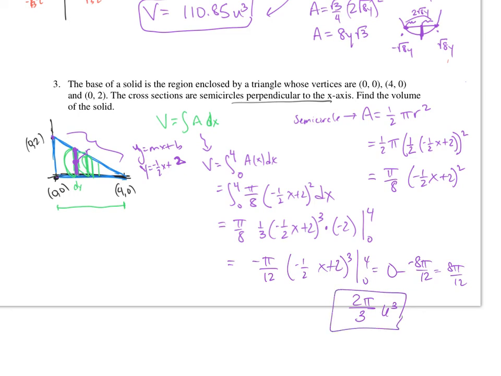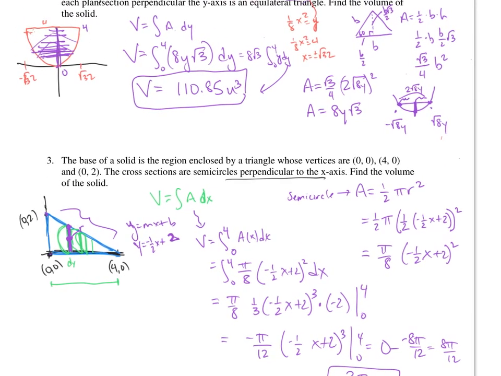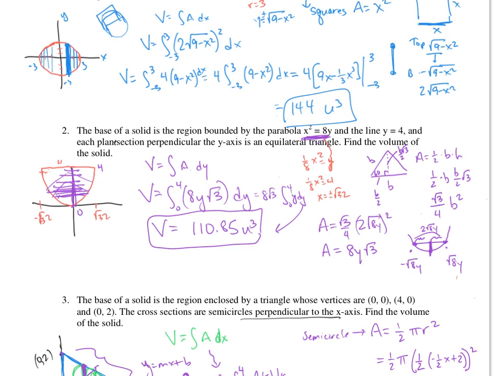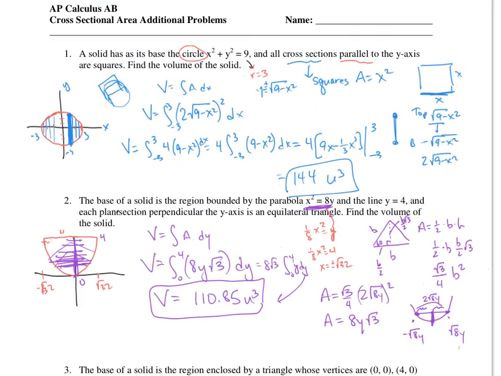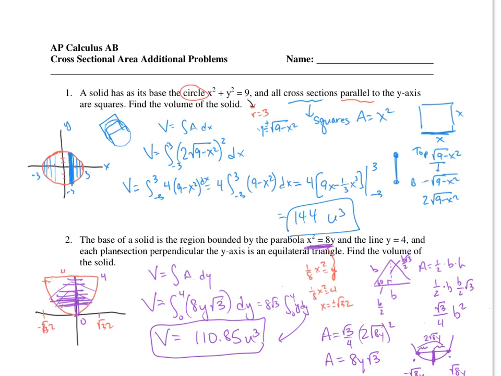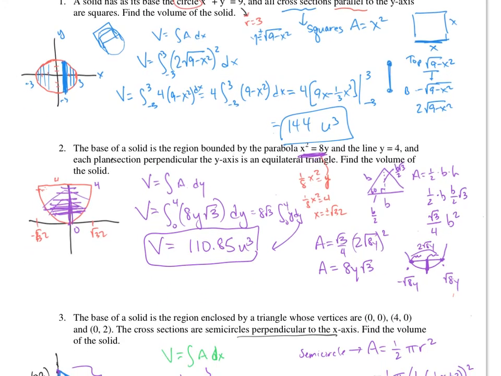Alright, hopefully that helped you get the idea of how we find volumes using cross-sectional areas of known cross-sectional areas. And in this case we had a few examples here. This was a semicircle in this example. This one, the cross sections were equilateral triangles, and in this one the cross sections were squares that came out at you. So hopefully that helps, and good luck.